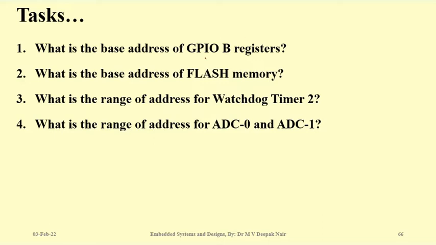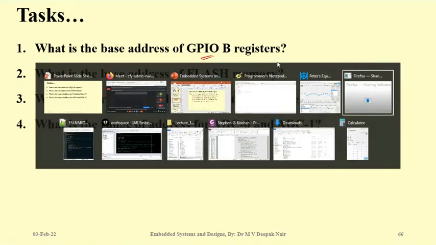Okay, before moving ahead, let us briefly go through these things, because this will help us to check whether we are following the class or not. What is the base address of GPIO B register? Tell me. You open the datasheet and let me know if you can find the answers for this kind of question. Please open the datasheet and let me know the address. Anyone?